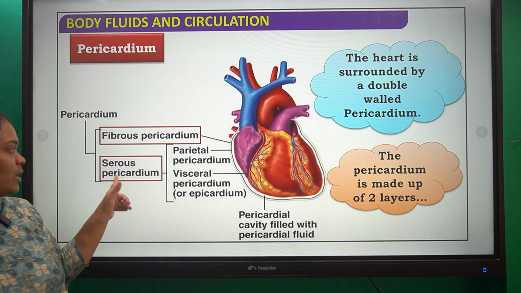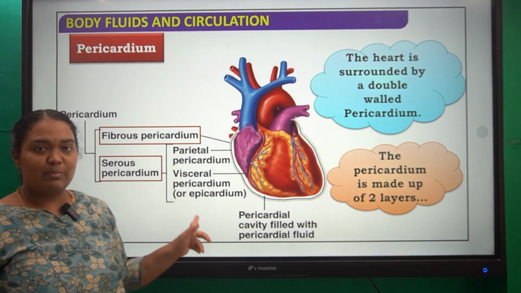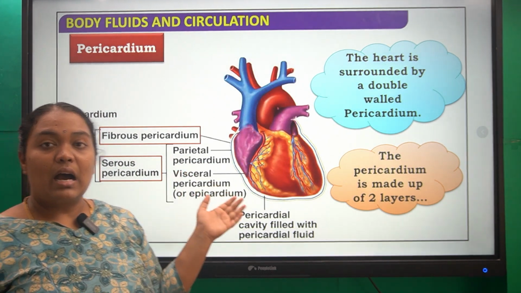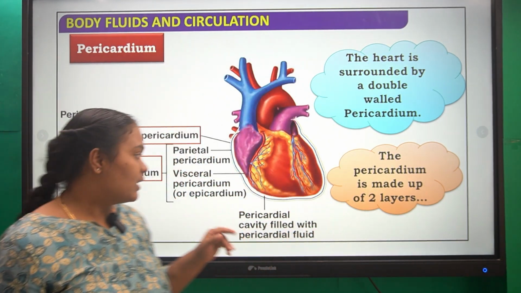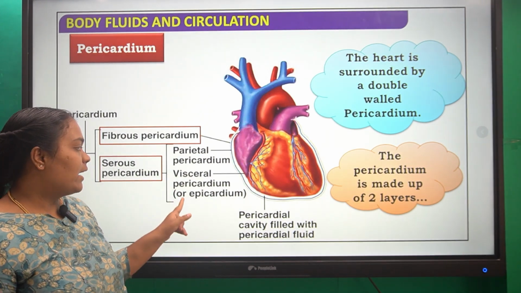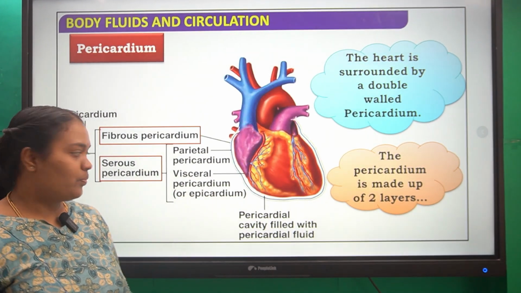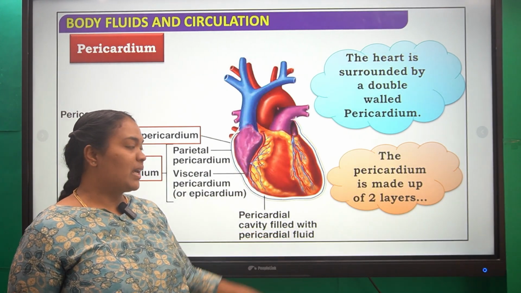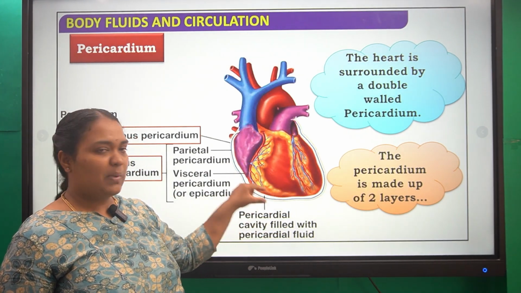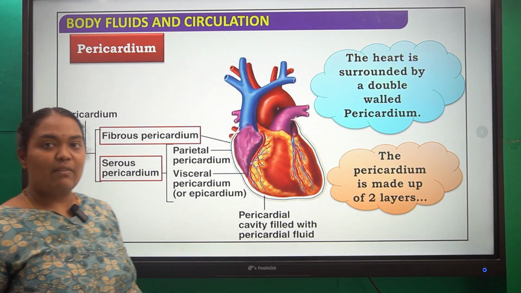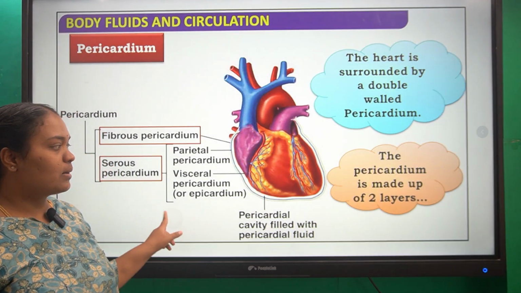And always remember, the inner layer serous pericardium is made up of 2 layers again, which is parietal pericardium, which is present away from the heart. Then the next one is visceral pericardium, which is placed towards the heart, and it is also called epicardium. You can also see the pericardial cavity filled with pericardial fluid. So whatever the space is there between this pericardium is nothing but pericardial cavity, which is having fluid inside it.